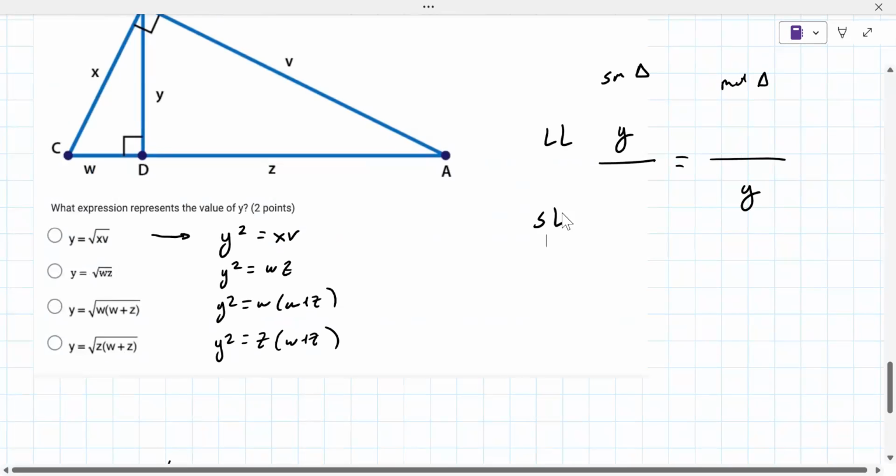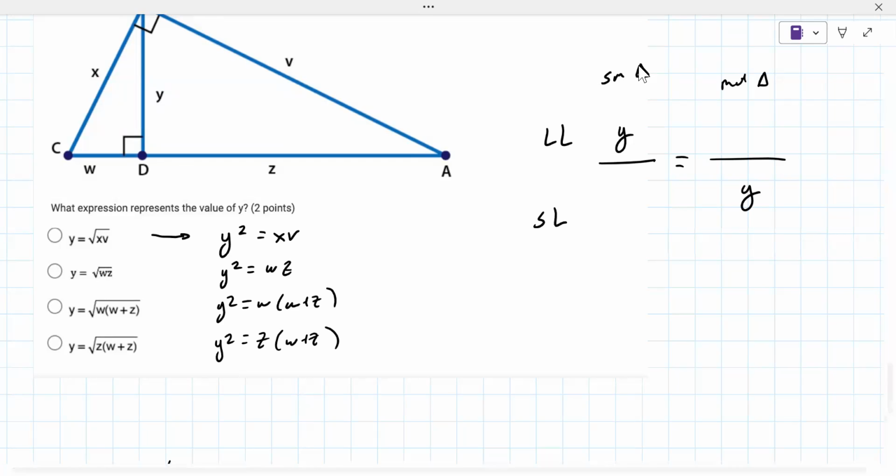So this is where you have to fill in the other intersection. What is the short leg of the small triangle? Can you tell me what you see for the short leg of the small triangle? The short leg of the small triangle is W, side W. W there, yep. And then the long leg of the medium triangle, what is that? Z. Z. And then you're just cross multiplying here. Y times y is y squared equals W times Z.